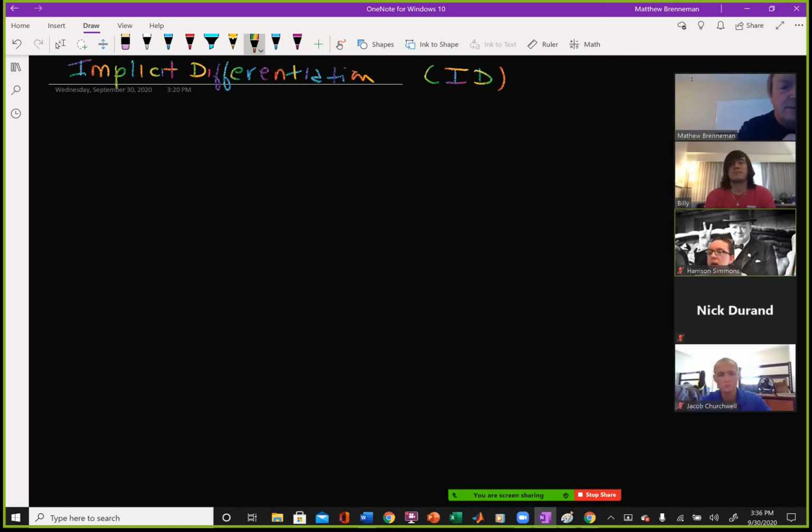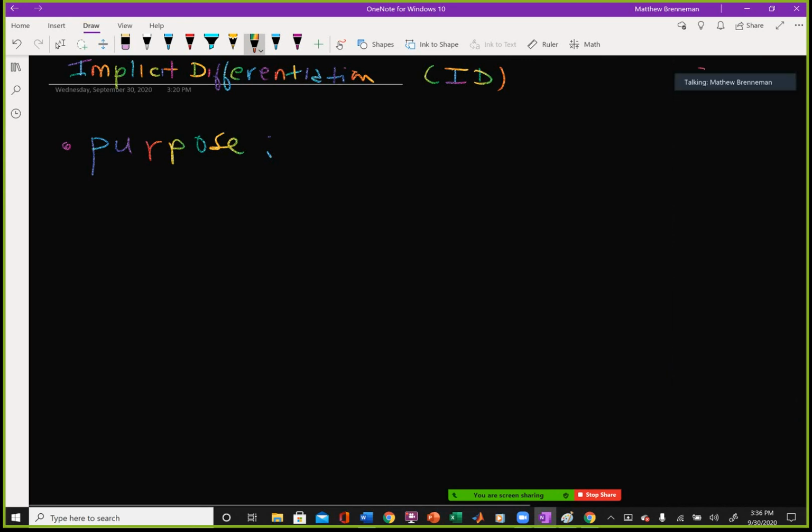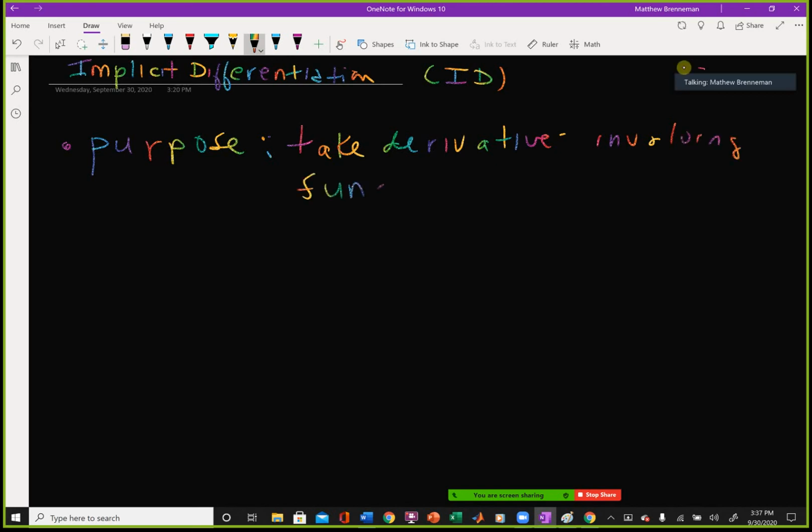The purpose of implicit differentiation is it lets us take derivatives of equations involving functions of x. Okay, so this is something a little different now. What it lets us do is take derivatives involving functions of our independent variable.